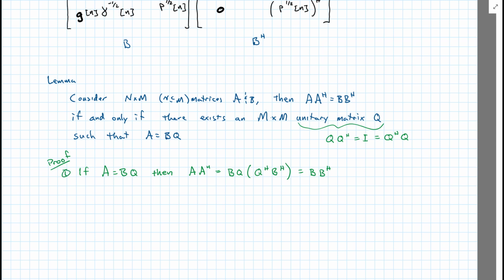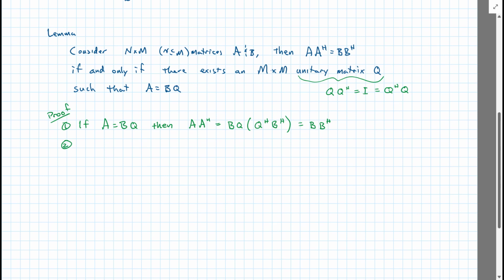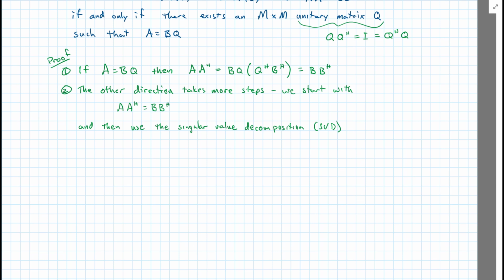Step 1. That's great. So step 2 is just a little bit trickier. We're going to start with AA^H is equal to BB^H, and then we'll use the singular value decomposition. So the singular value decomposition gives us something like this.